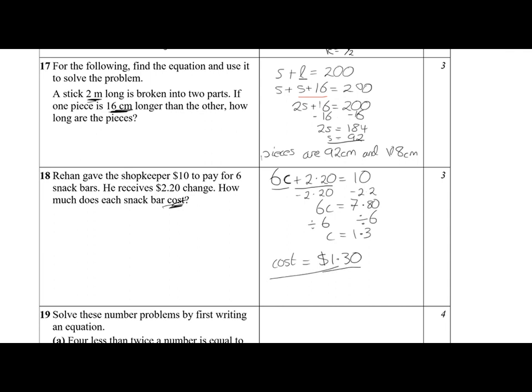Okay, you could have just done it by saying that $10 minus $2.20 equals $7.80. So he spent $7.80 on the snack bars. $7.80 divided by 6 equals 1.30. So the cost is $1.30, and you get the same answer that way. You might prefer that way. If it's a pure equation though, what we've got on the right is how we're going to solve this.